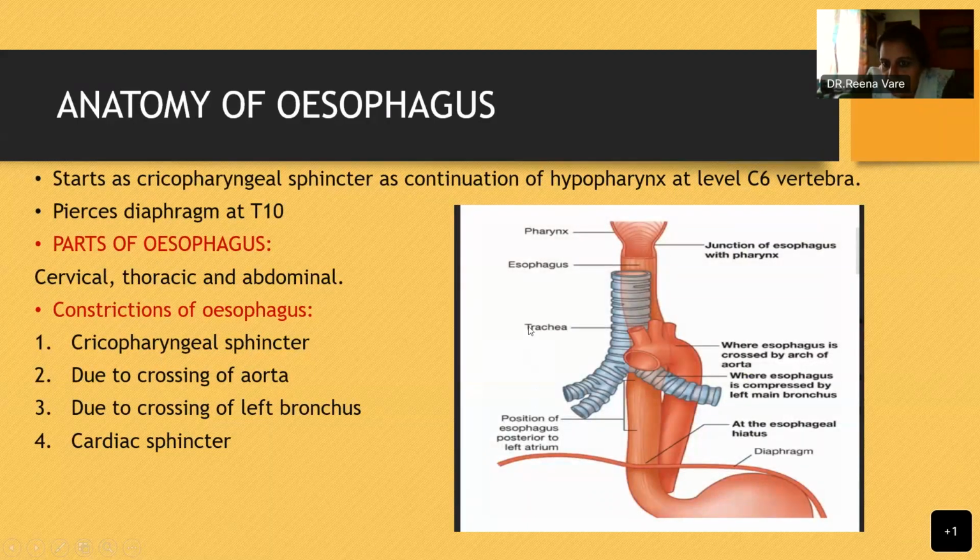So this is the esophagus where you can see where it is joining with the pharynx. From there it is continuing down and coming over here it is entering the stomach, joining the stomach over here. This is the diaphragm where it pierces.